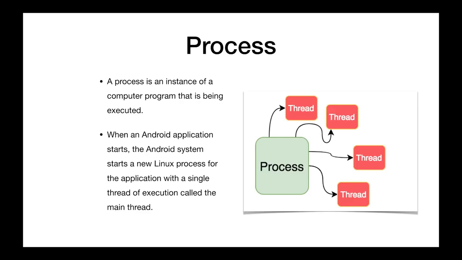In Android, when an application starts, the Android system starts a new Linux process for the application with a single thread of execution called the main thread. Each application starts with a single thread, and then we can create various other threads so that we can utilize the CPU time and the processors. So in the diagram, you can see a process contains various threads.